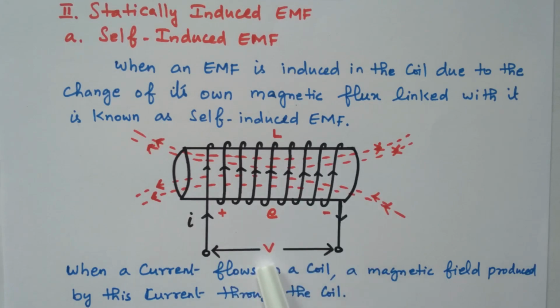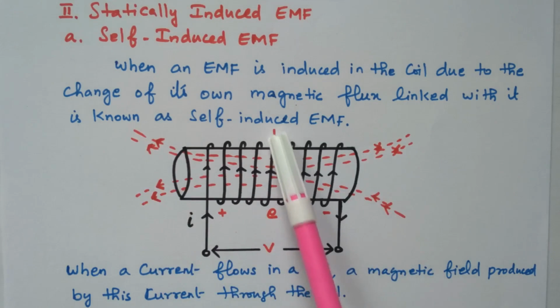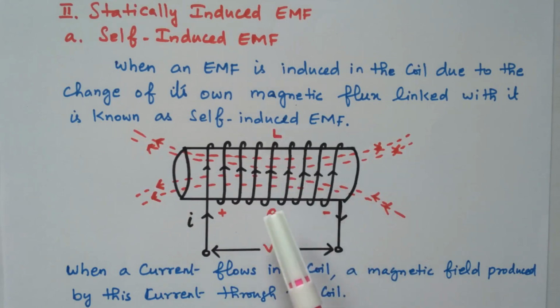When the supply is given and the voltage is applied, the current will start flowing through the coil. Due to rate of change of current, flux is produced in the coil. The red dotted lines are nothing but the flux produced by the coil. So this is the inductor. This coil is termed an inductor. Due to rate of change of flux, EMF is induced in the coil.